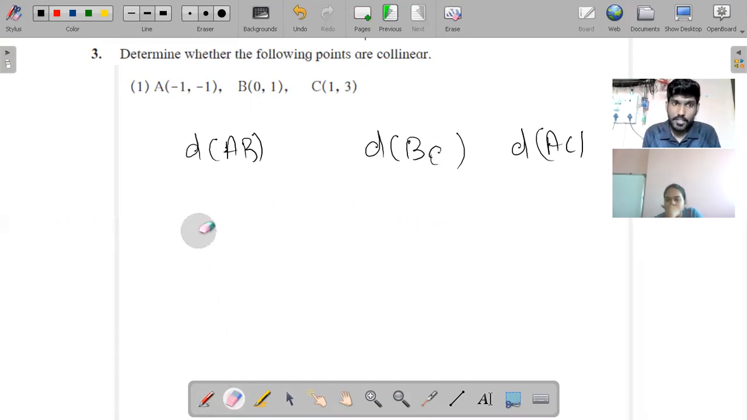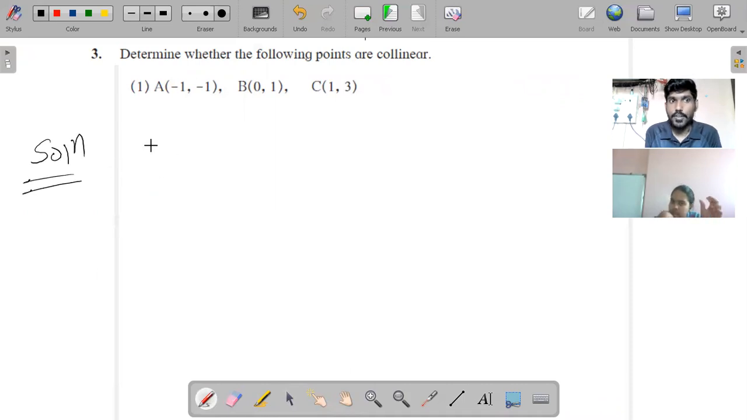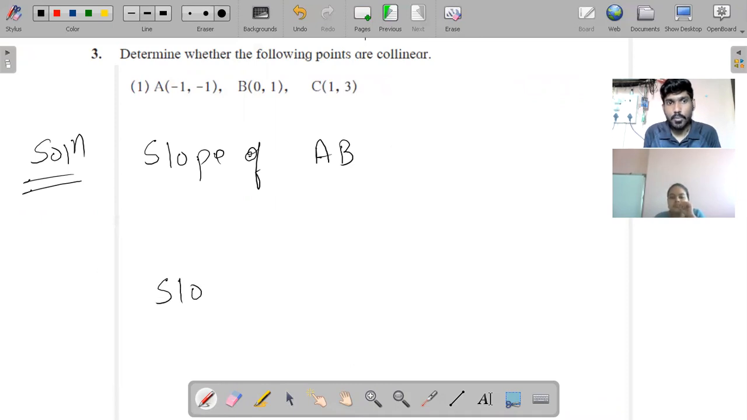Now we can use the concept of slope, which is much easier for finding out whether the given points are collinear or not. How will you do that? First you find the slope of AB, and then you find the slope of BC. Can you first find the slope of AB and tell me how much it will be?